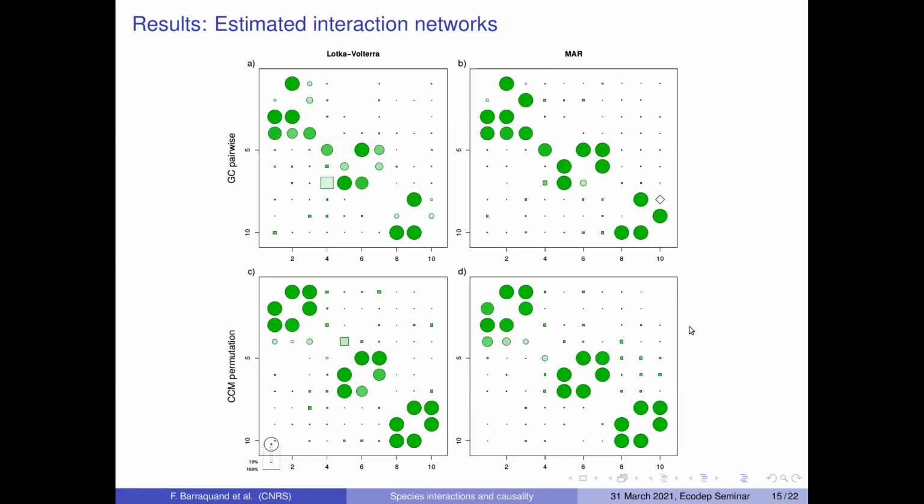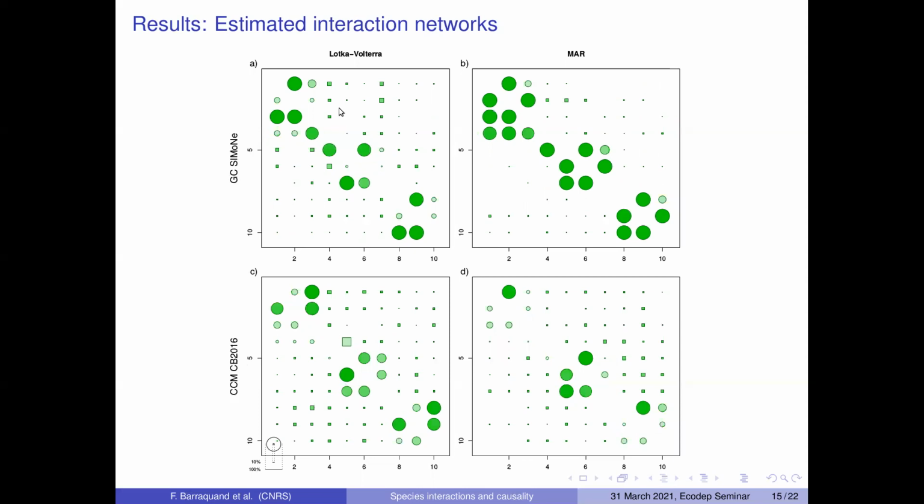Now, let's look at the interaction networks that we estimated. So as you can see, we get back the 3 modules that we saw before. If you have a large green circle, it means that you recover well the interaction. If you have a large square, it means that there is a lot of false positives. And we also recover the connecting species between those 2 modules, which is fairly nice. So convergent cross mapping works well, although slightly less well.